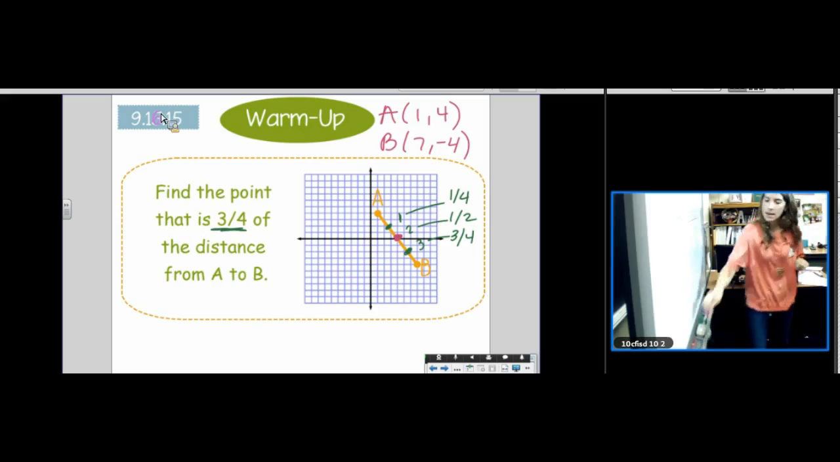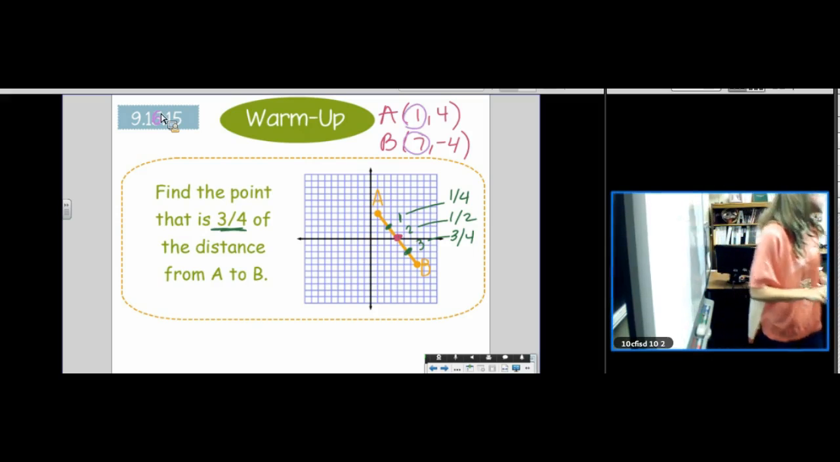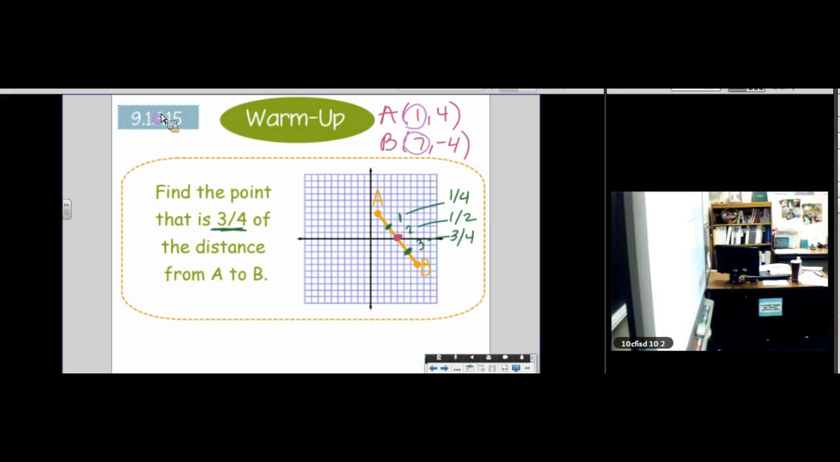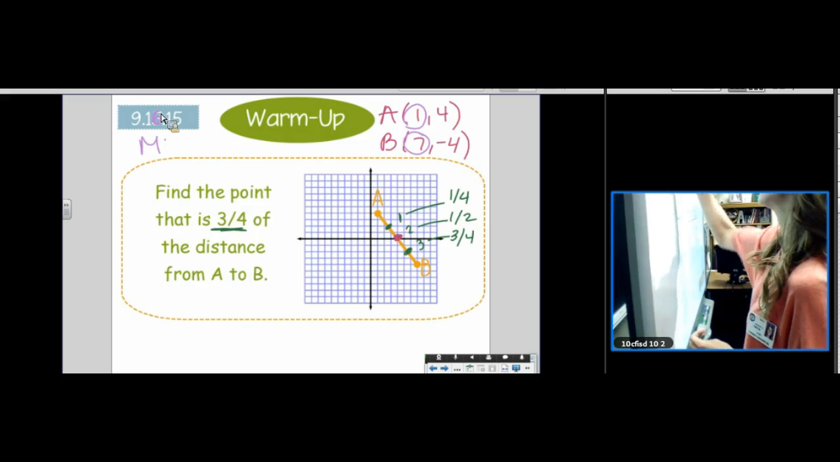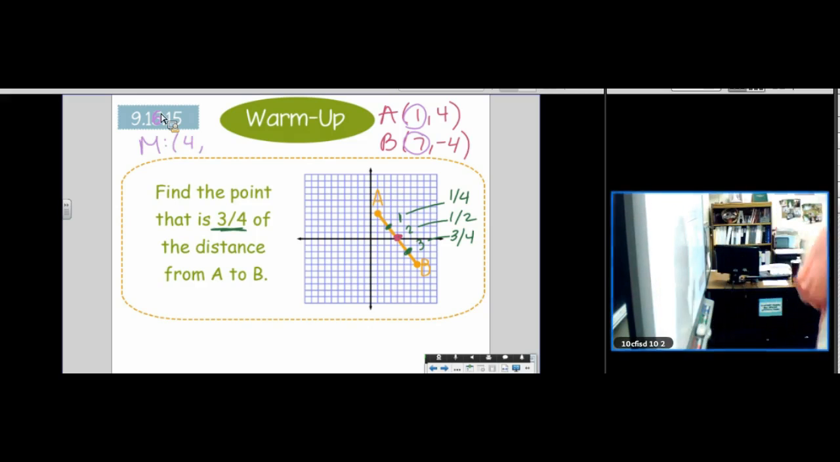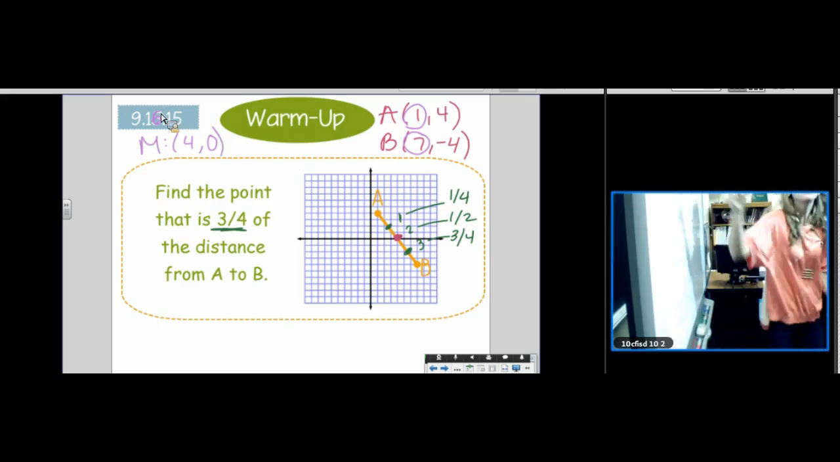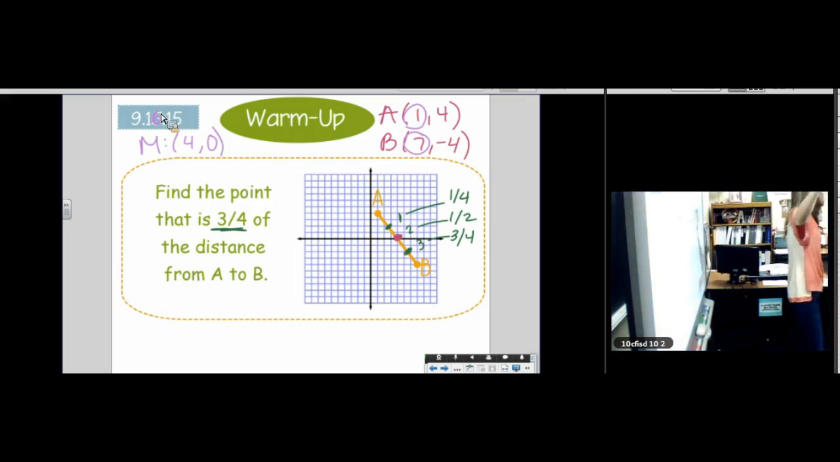All right, let's do it, team. Let's find the midpoint. Add your x's and divide by 2. 7 plus 1, divided by 2, is 4. So I'm going to put M for midpoint, comma. 4 plus -4 is 0. 0 divided by 2 is 0. Awesome. We don't stop there. You know that's going to be one of the answer choices. Don't circle that one. That's the midpoint.